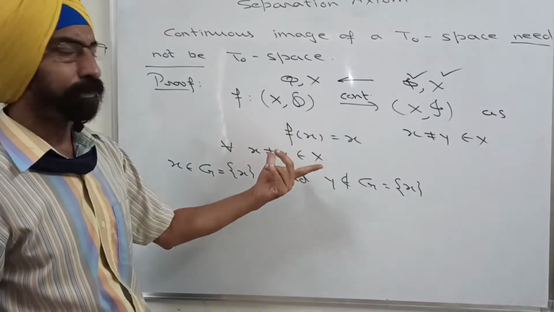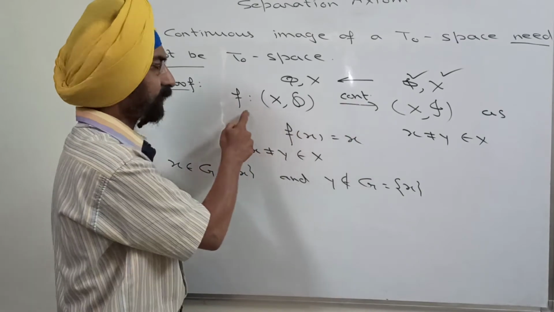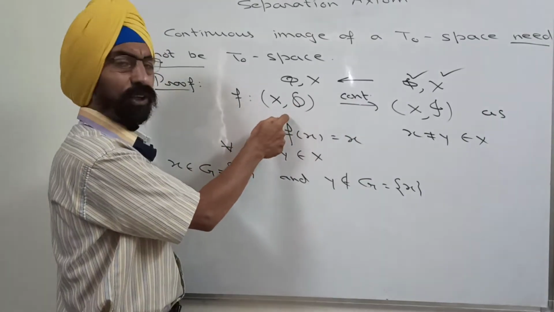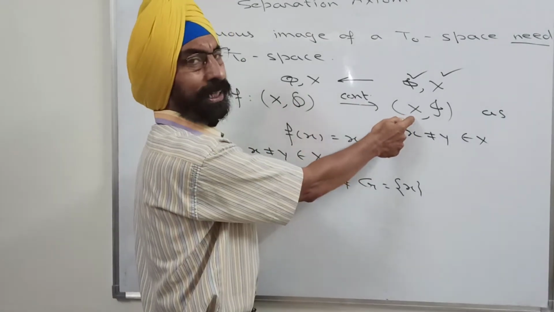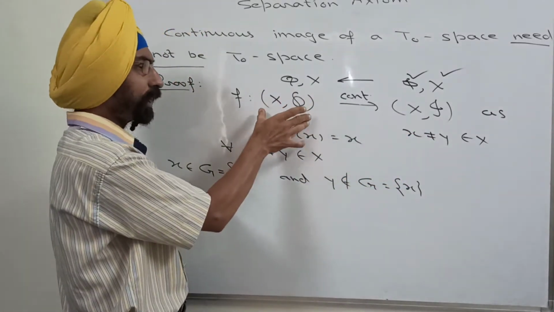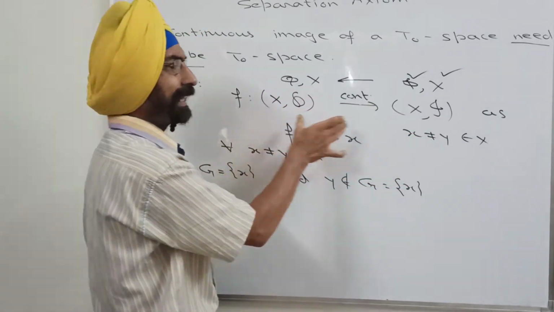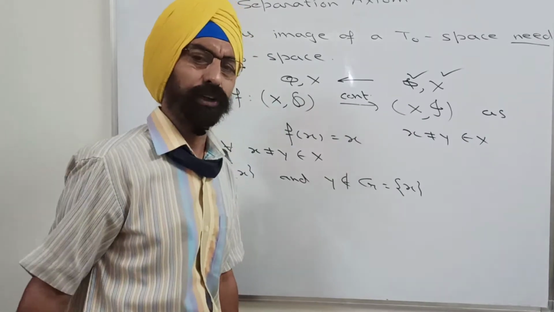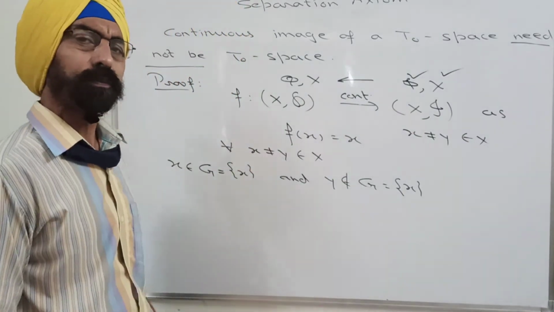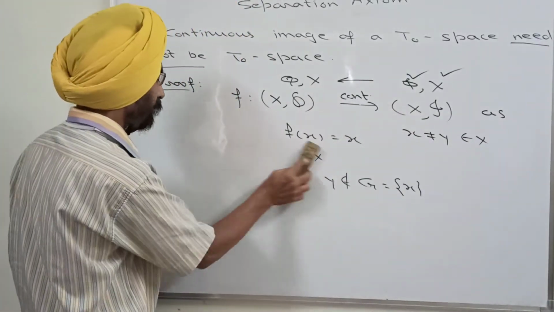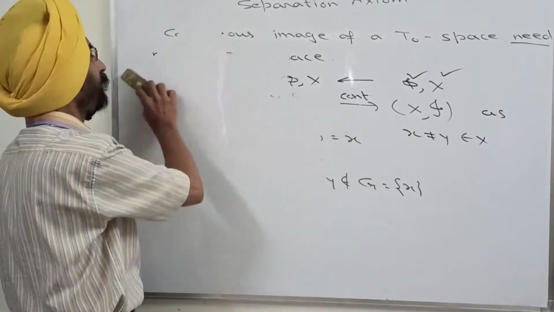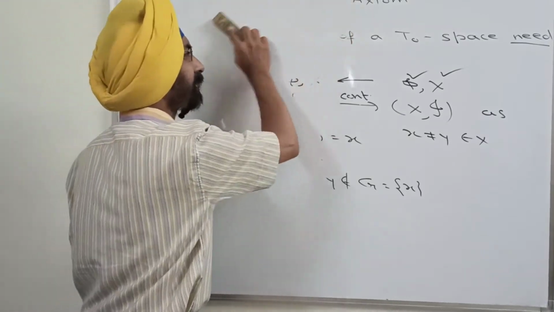So here is an example of a continuous function from a T-naught space to a non-T-naught space. That means the continuous image of a T-naught space need not be a T-naught space. That's what we wanted to show. So this was the first question today. Now we move ahead with more questions.